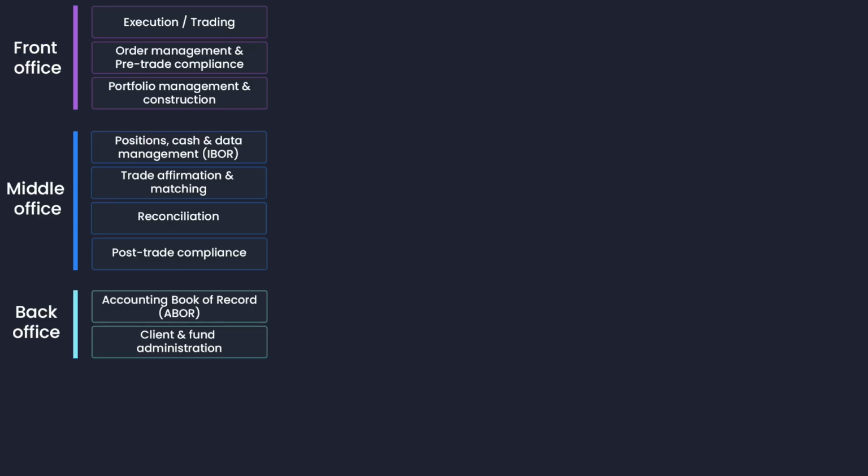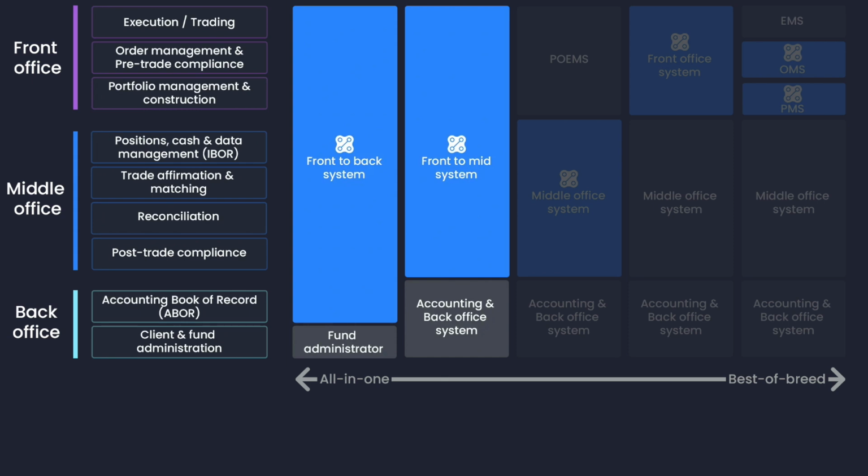An investment management system, or a system for investment managers, usually means a system that covers functional capabilities from the front office all the way through middle office and sometimes a little bit into the back office. Front to NAV solution is what I usually refer to it as.